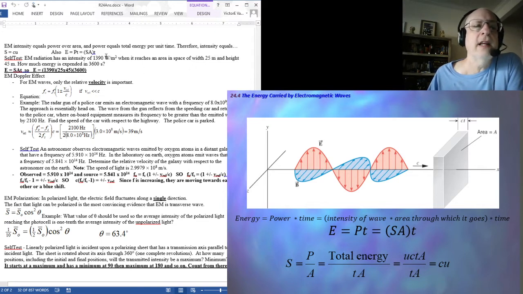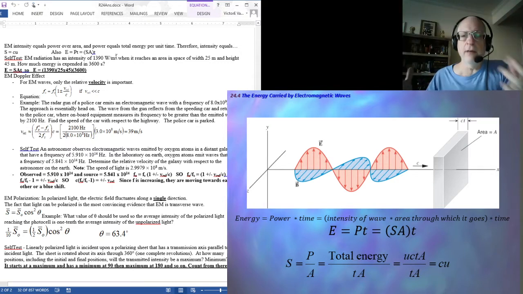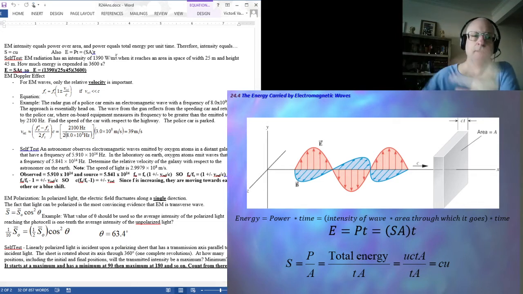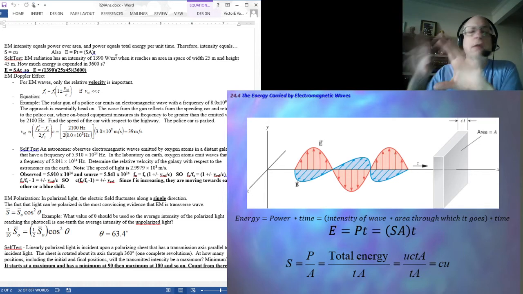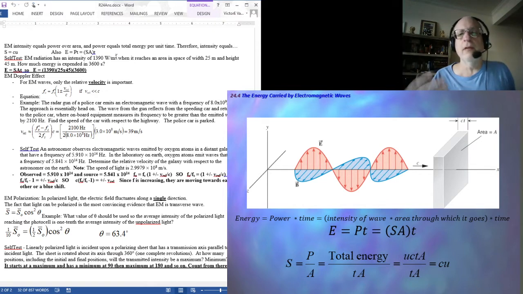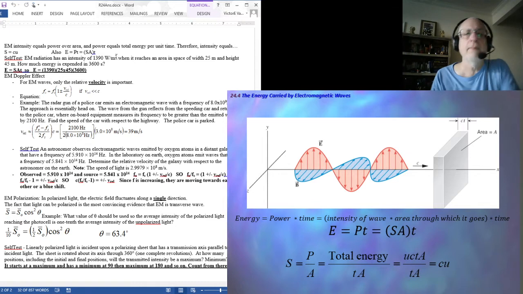Because intensity is watts per area, and it's not volume, it's not the surface area of a sphere, it's the flat surface area that it's moving through. It could be the surface area of a sphere, but usually you're talking about what's the intensity moving through this square per unit, so it's joules per second, watts per unit area.